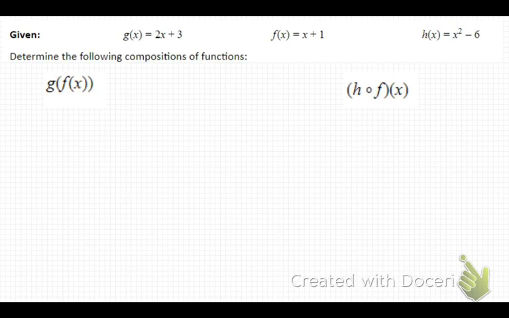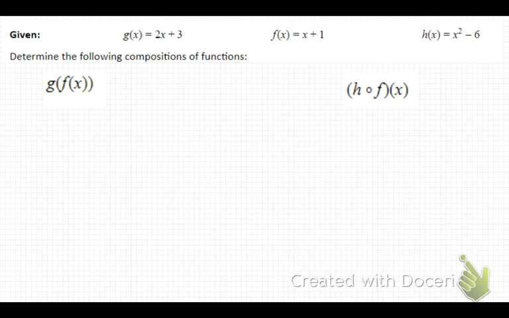Okay, now here are the last 2 that I'm doing with you, and then the next slide is for you to try, and that's all we have. So we are really close to being done. Okay, these are the same functions, f, g, and h. We're just composing them differently. Okay, so my first one, I have g of f of x.